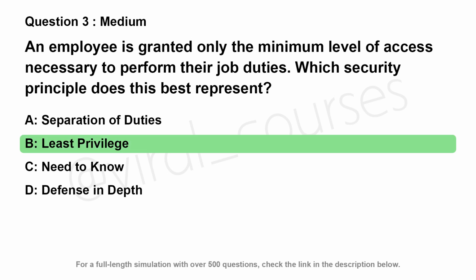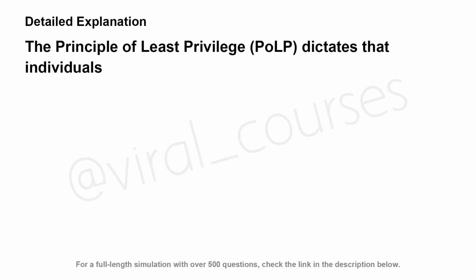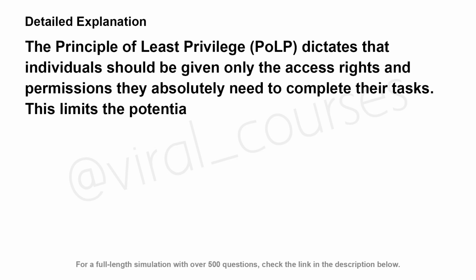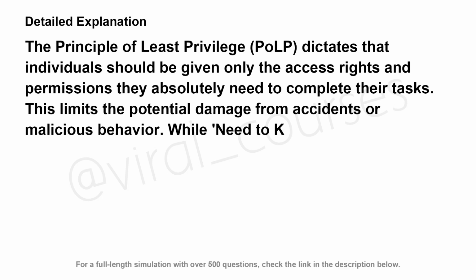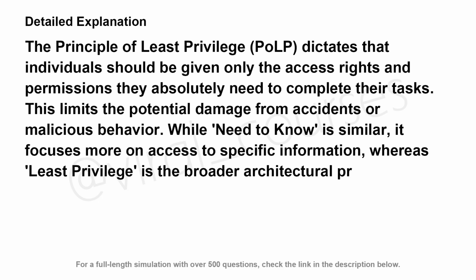The correct answer is B. The principle of least privilege, POLP, dictates that individuals should be given only the access rights and permissions they absolutely need to complete their tasks. This limits the potential damage from accidents or malicious behavior. While need to know is similar, it focuses more on access to specific information, whereas least privilege is the broader architectural principle for system access.